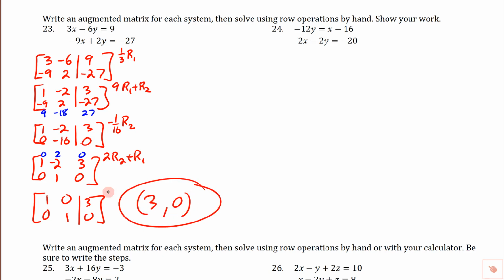We'll circle that and we're done there. So let's take a look at this one. You'll notice that there's a problem with this one. We have the x on the other side. We always put them in what we call standard form. So we have the x and the y on the same side in the same order, and then the constant on the other side. So I need to move this over to the other side.